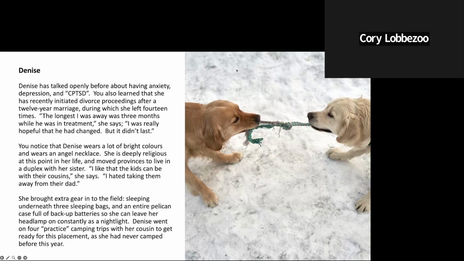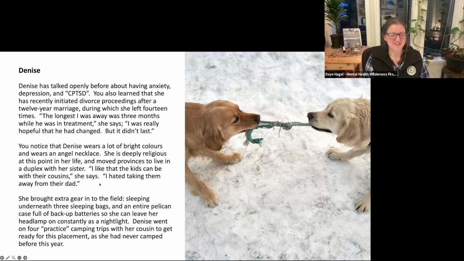She brought extra gear into the field, sleeping underneath 3 sleeping bags and an entire Pelican case full of backup batteries so she could leave her headlamp on constantly as a nightlight. Denise went on 4 practice camping trips with her cousin to get ready for this placement, as she has never camped before this year. Okay, thanks, Corey. So yes, lots going on.